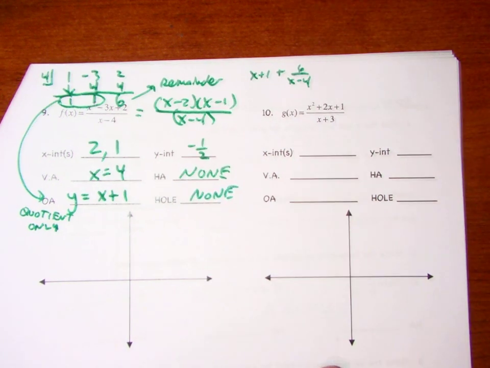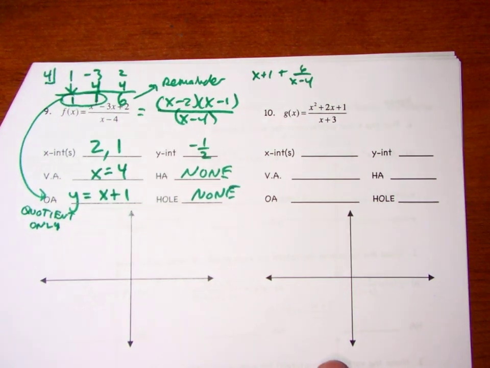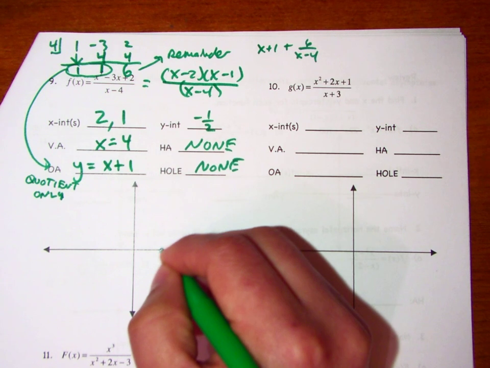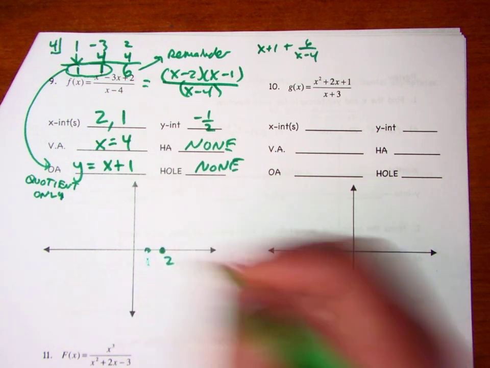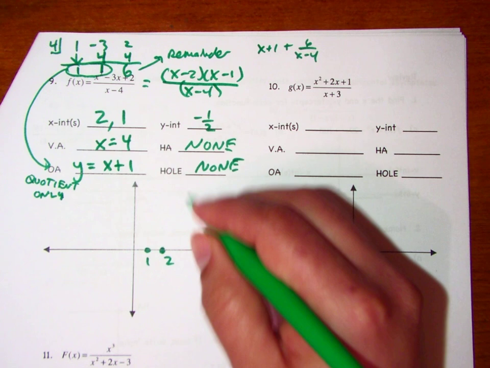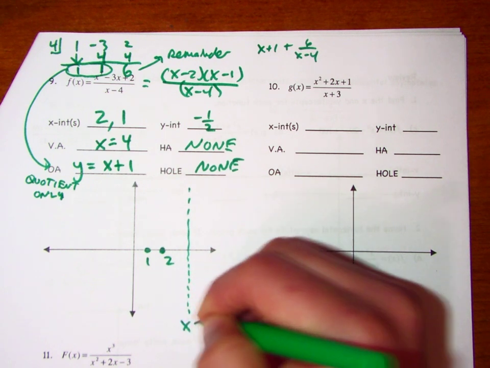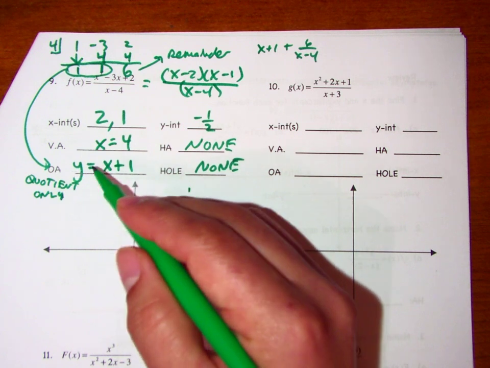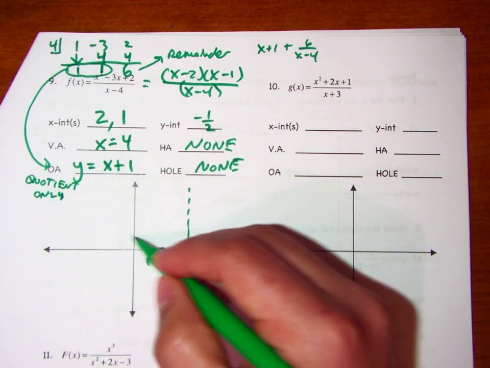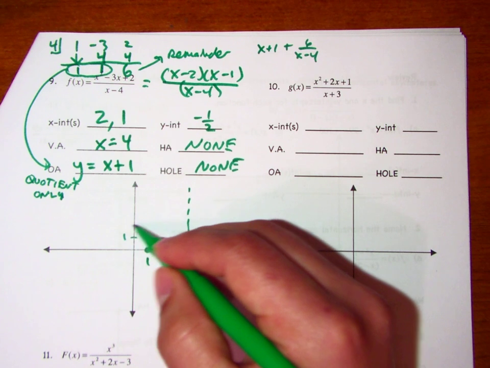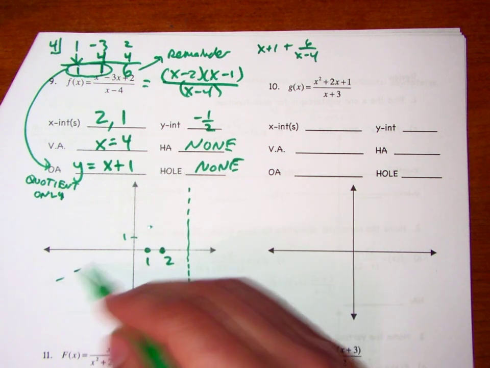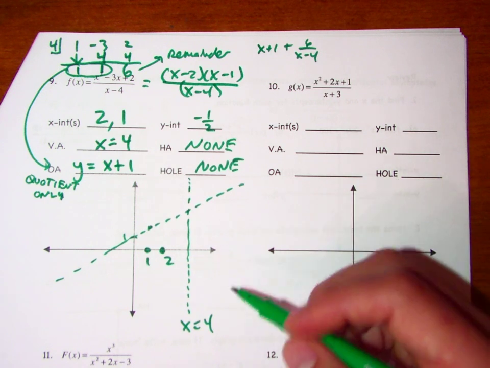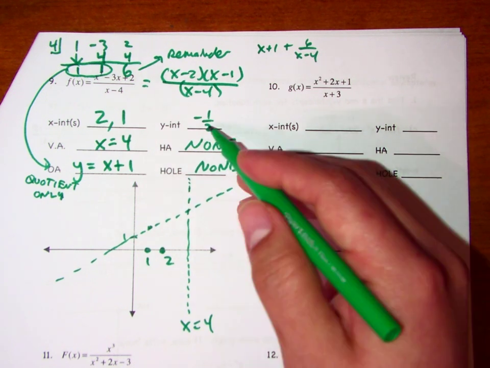All right, so we have all our details. And now we're going to put them on the graph here. So we have x equals 2, x equals 1, a vertical asymptote at 4, and an oblique asymptote of y equals x plus 1. This is just a regular line. So imagine a y-intercept of 1 and a slope of 1 over 1. And so you're going to get a diagonal line that looks something like this. And what else do we have? We have a y-intercept of negative 1/2.